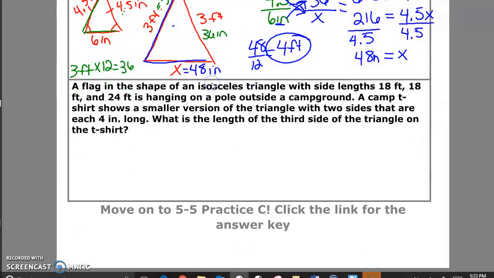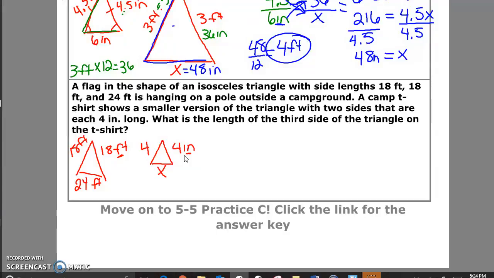Okay, so the next one, we have a flag in the shape of an isosceles triangle. So we got that isosceles triangle again. We're going to draw it, with side lengths of 18 feet, and then 24 feet. It's hanging on a pole outside of a campground. The camp t-shirt shows a smaller version of the triangle with two sides that are 4 inches long. And we need to know the length of the third side. So first, we need to be dealing with the same units. Again, we have feet and inches, so we need to convert them to be the same.